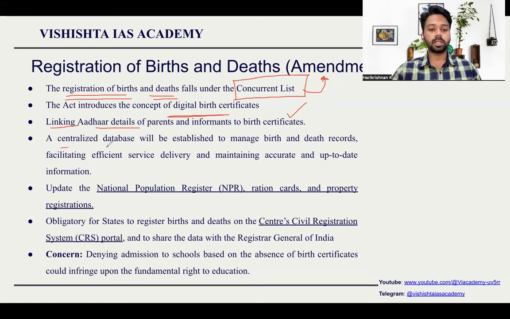There will be a proper centralized database established to manage birth and death records. And this will ensure proper service delivery. Earlier, a person would die and the family would still use their ration card for a very long time, and they would get the goods. This cannot happen from now on because automatically the death certificate will be provided. National Population Registry, ration cards, property registration, in all these, the data will be registered.